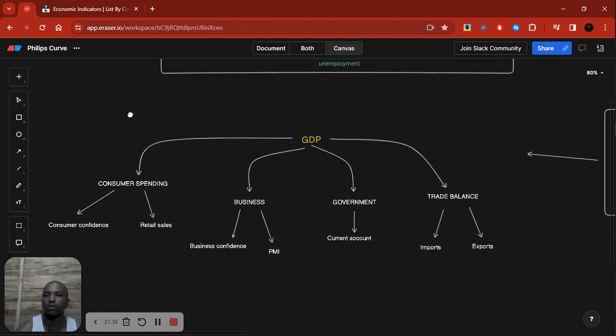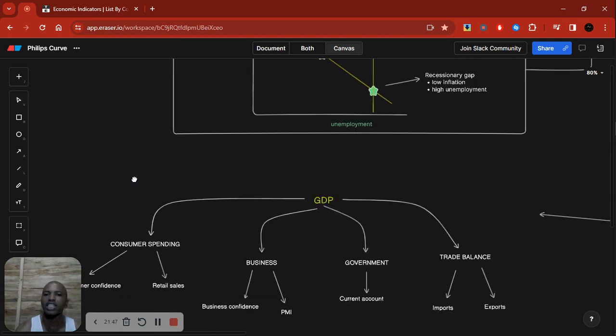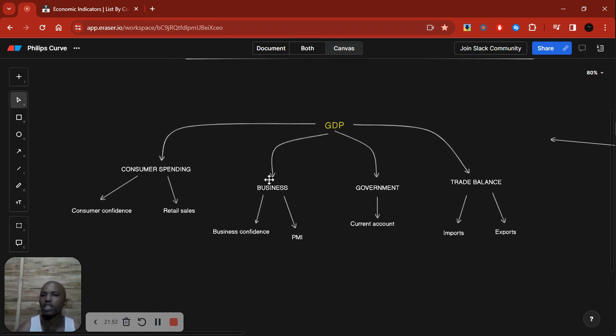Like I said yesterday, when we're doing the Phillips curve, it's either an inflationary gap, the ideal scenario, or a recessionary gap. So this essentially ties back to GDP and your understanding of GDP, because if consumers are not spending, businesses will suffer. If businesses suffer, then the government needs to step in, and that will also affect the current account, right? And then that to a certain extent will also affect what? Trade balance. Because if there are no consumers to spend, then why are we importing goods? Who are we importing goods for?